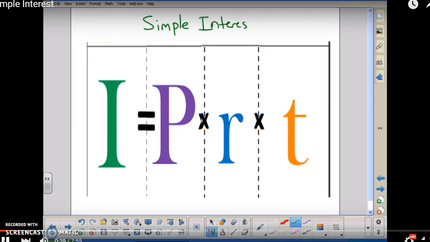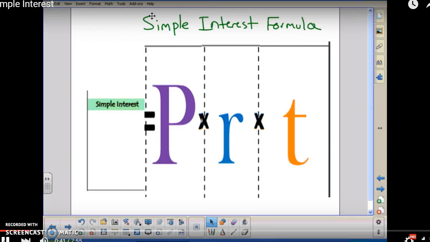So again, this is a video about simple interest, so you should be filling this out in your foldable. So the formula is again I equals P times R times T. Each one of the letters stands for a different part of the formula. The I stands for simple interest, which is the money paid on top of the principal.